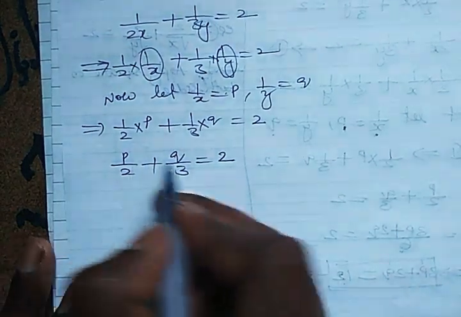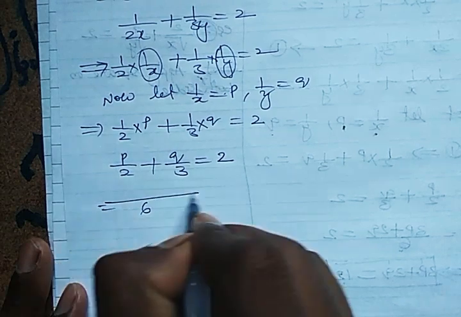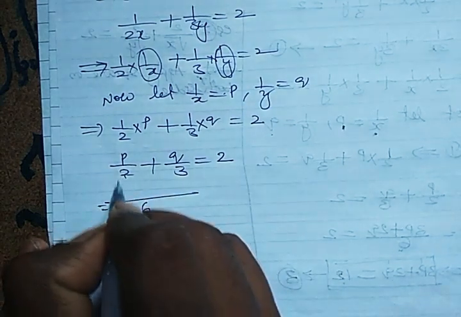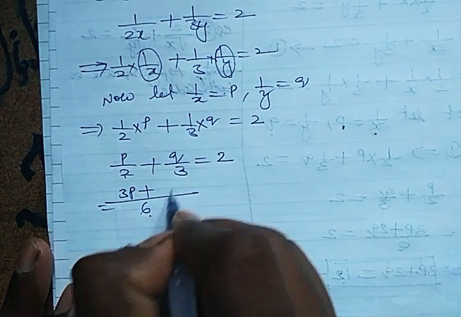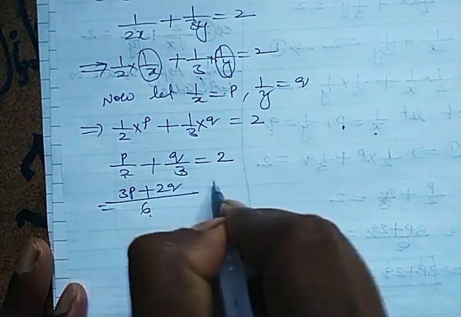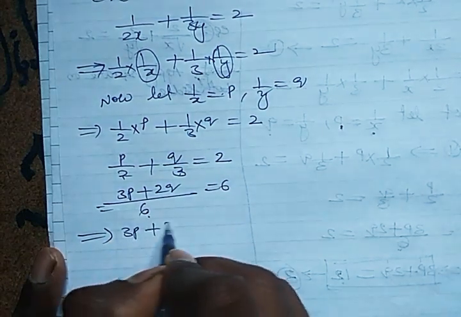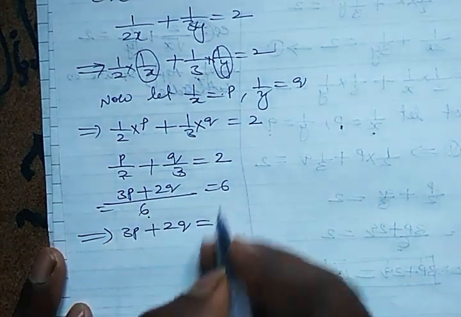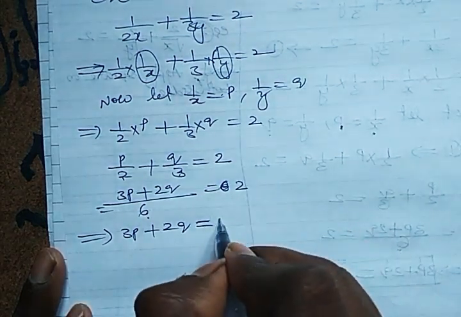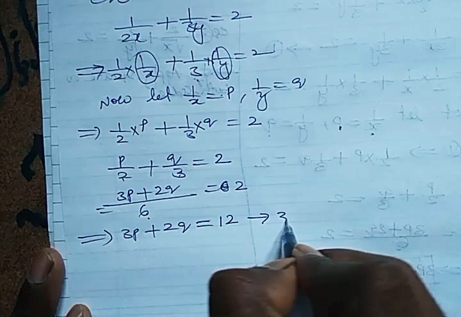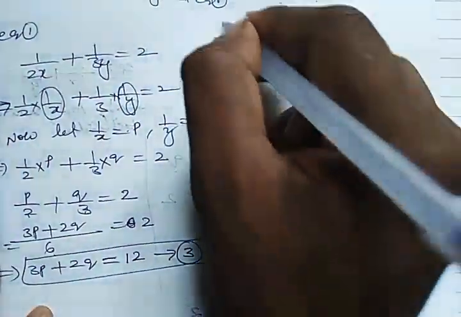Now just like the previous exercise questions, take LCM. It is 6. 2 goes 3 times, 3 into p, 3p. 3 goes 2 times, 2 into q, 2q is equal to 6 into 2, that is 12. In the next step, it is 3p plus 2q, and this 6 goes that side, 6 2s are 12. So this is equation 3. We have got a linear equation in two variables. It is exactly like the form.